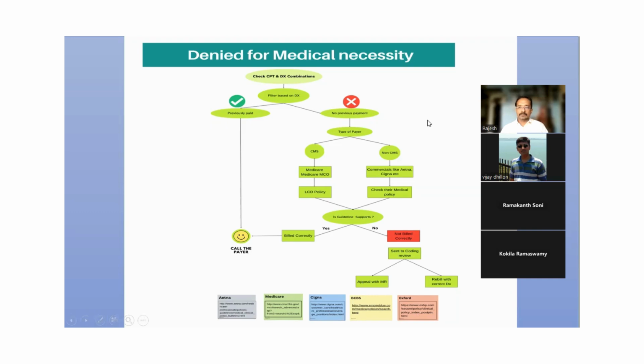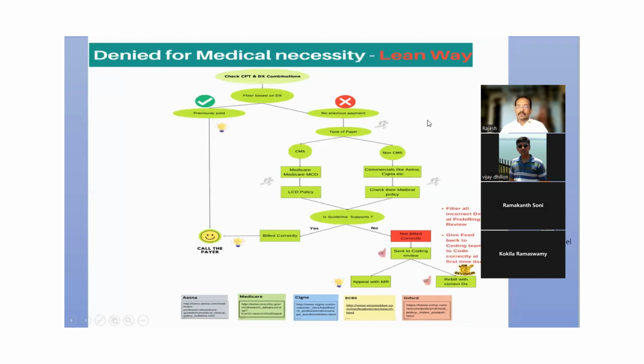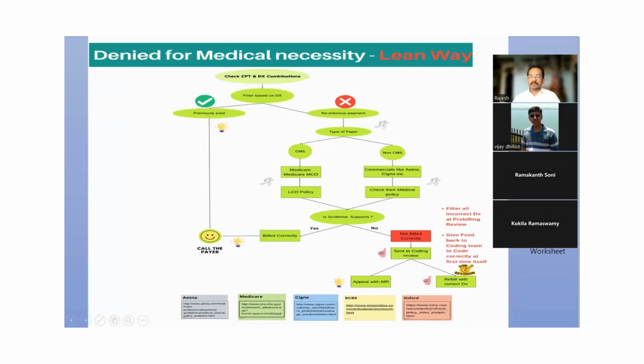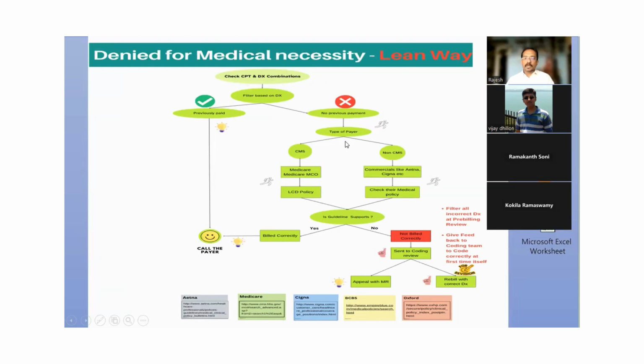Okay, this is a general denial. Okay, in the lean way, how differently can I handle this? That's what we are going to discuss now. See, in the lean way, what we are doing here is, if anything is billed correctly and these claims are getting denied incorrectly, we need to send it back for reprocess.